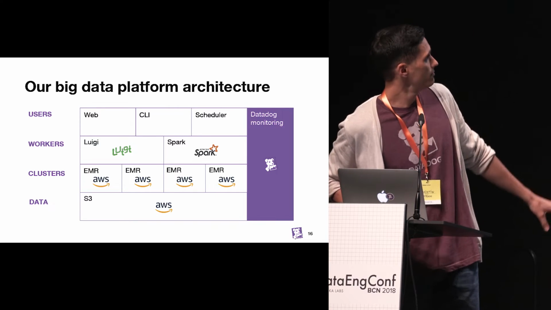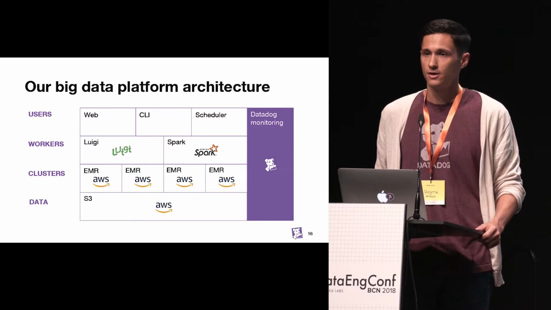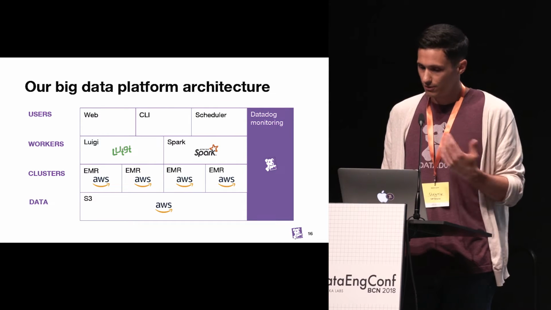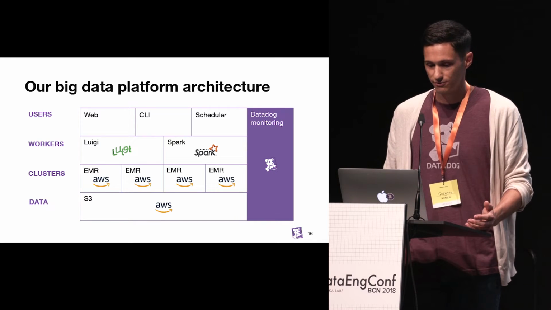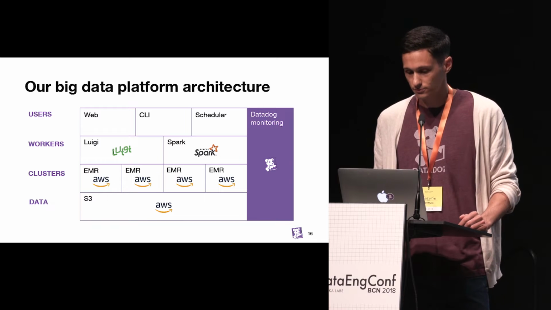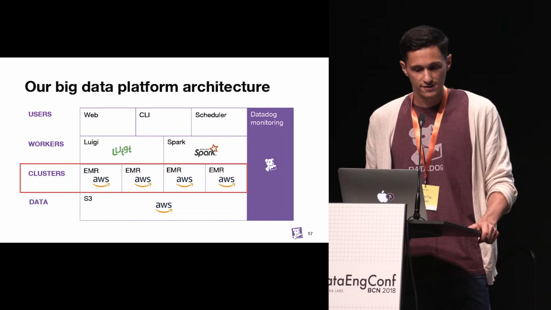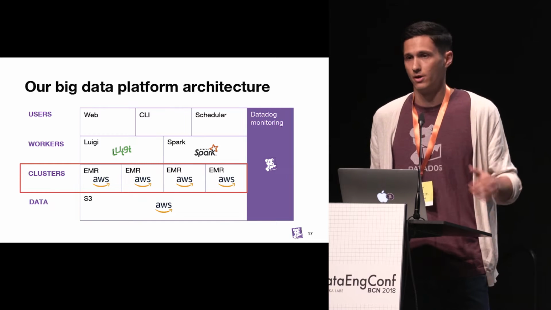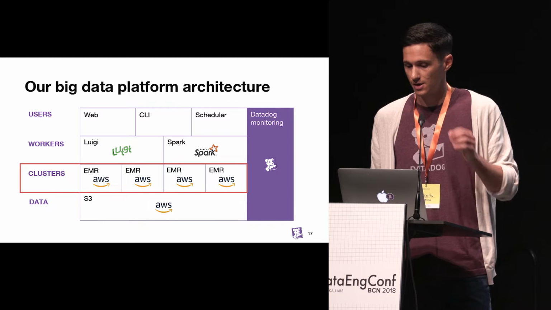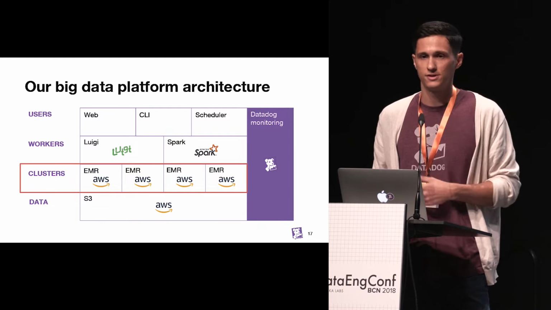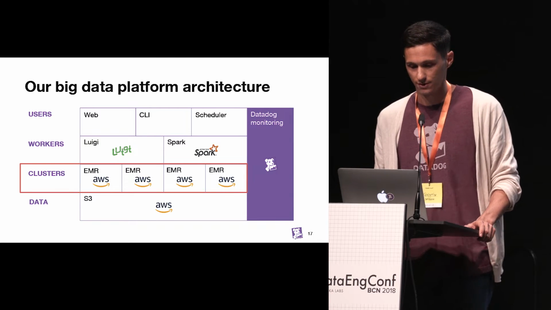So if I start from the bottom, we're using AWS S3 as the persistent storage layer. It's been working really great for us. It's cheap, it's highly reliable, it has good integration with all the languages you can think of. So that's where we persist all of our data. On top of this layer, we have the clusters where we run the Spark jobs. And we use AWS EMR, Elastic MapReduce, to provision the clusters, install what we need on the clusters, and shut them down when they're done.